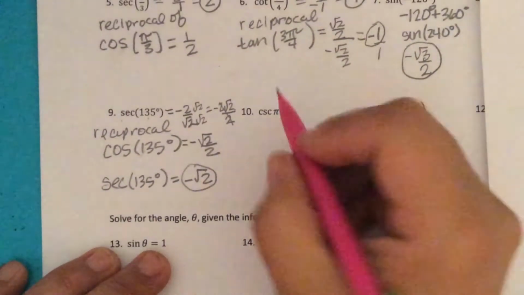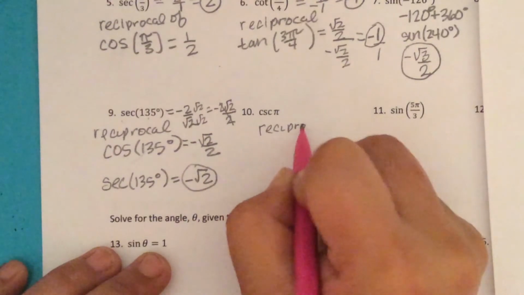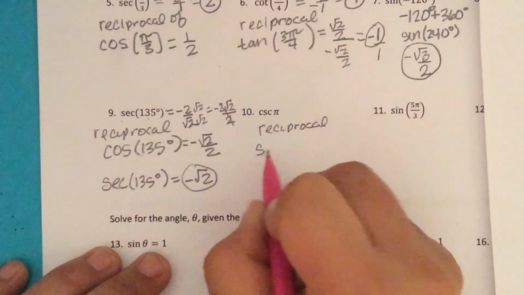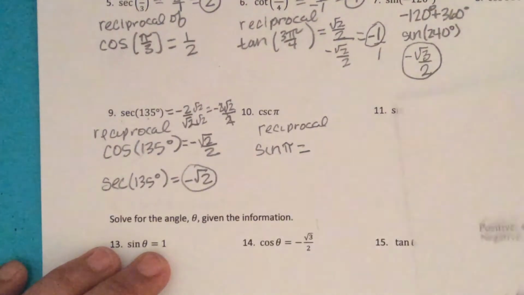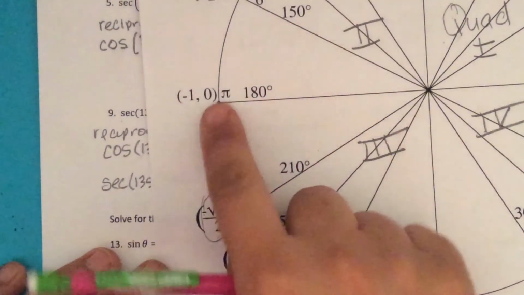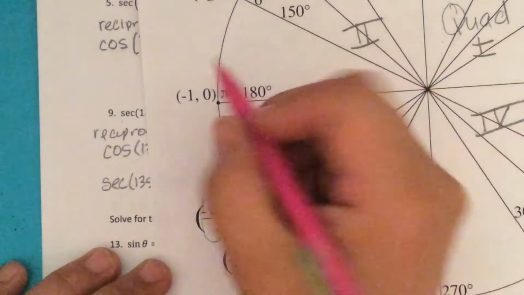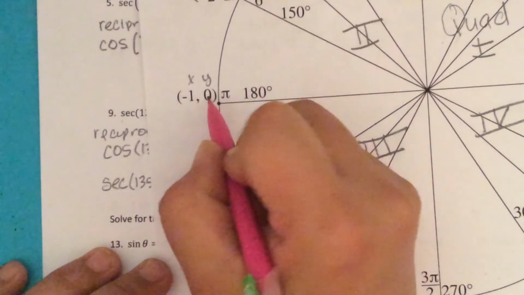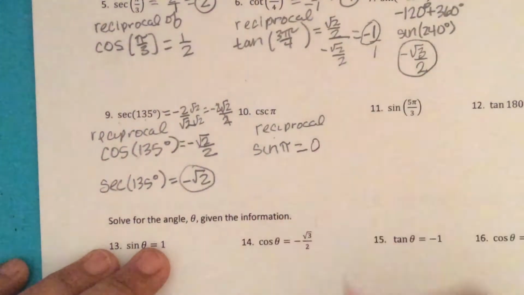Okay, cosecant. That's the reciprocal of the sine of pi. So we got to find the sine of pi here first. So the sine of pi is 0. Okay, because it's the y value. Remember, this is your x, this is your y. The sine is the y. So sine of pi is 0.